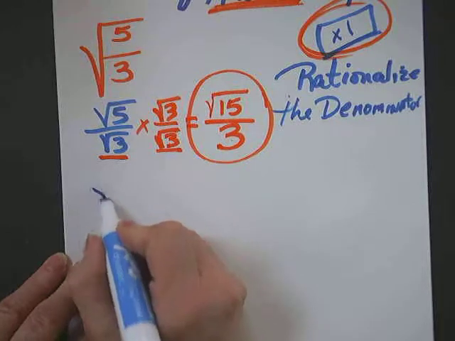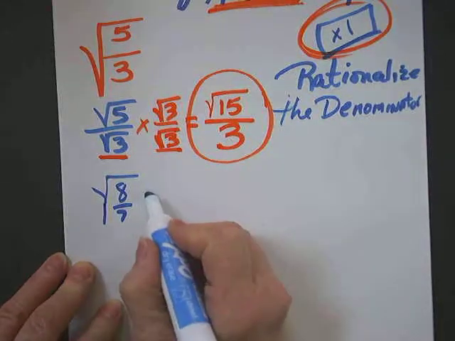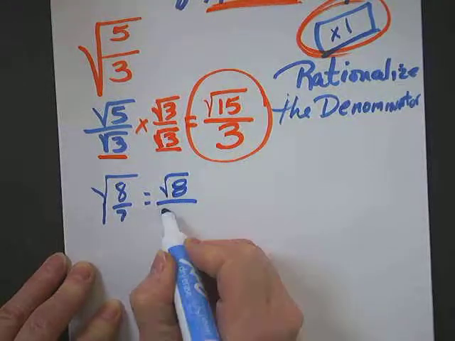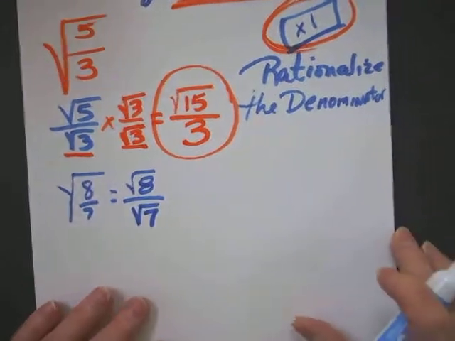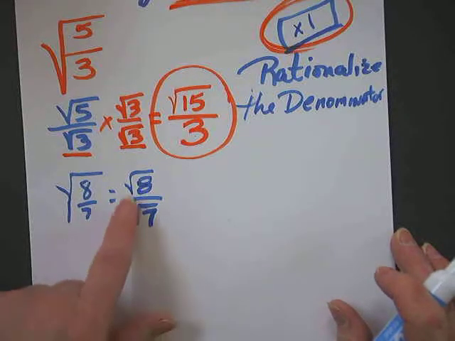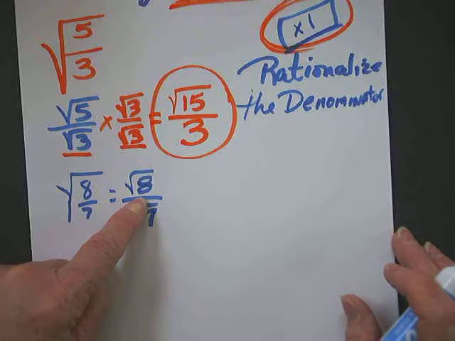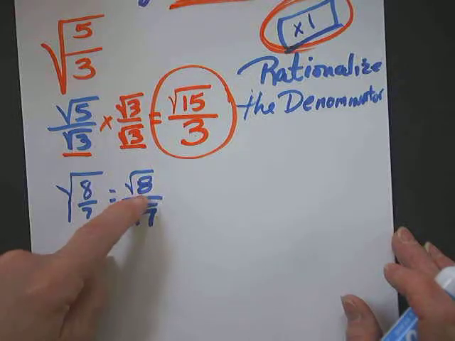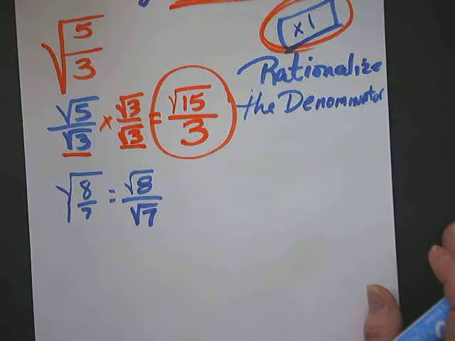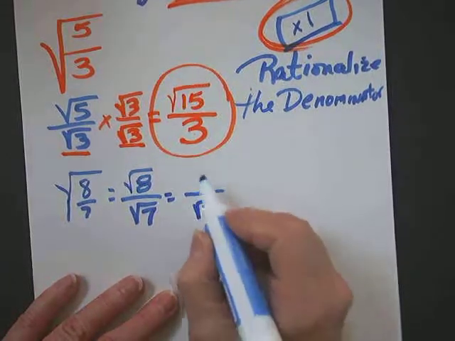Okay, let's rationalize another problem. We have square root of 8 sevenths. So that's the same as square root of 8 over square root of 7. You can go ahead and simplify the top if you would like before you rationalize the denominator. If you see something that you can simplify, you can go ahead and do that.